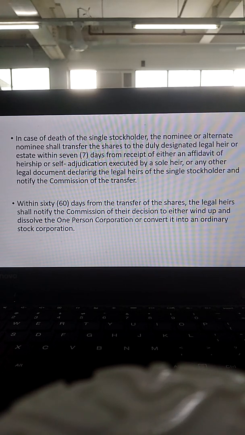Now, kung mamatay po yung stockholder, yung nominee po, okay, shall transfer the shares to the duly designated legal heir or estate within 7 days from receipt of either an affidavit of heirship or self-adjudication. Okay? Very procedural ito. And within 60 days from the transfer of shares, the legal heir shall notify the commission, another procedural. Okay? So please take note of that process.